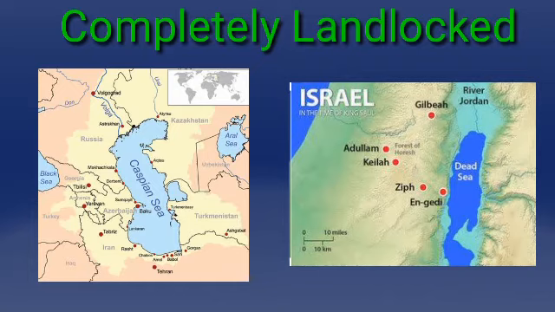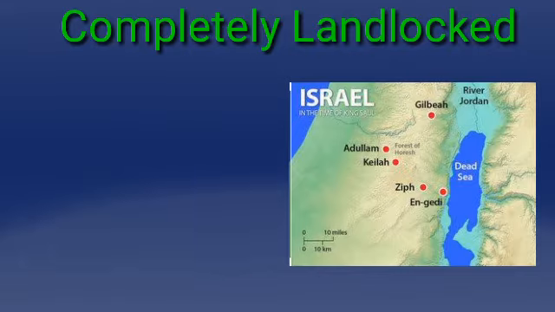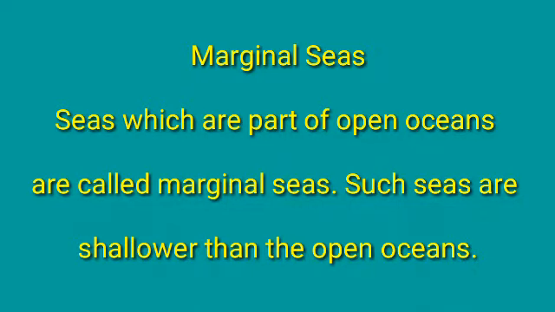Observe the maps, children. You can see the Caspian Sea and the Dead Sea. These can be grouped under completely landlocked seas because they are completely surrounded by land on all the sides. Marginal seas. Seas which are a part of open oceans are called marginal seas. We have discussed earlier that Arabian Sea is a marginal sea of Indian Ocean. Such seas are shallower, in the sense not deep, than the open oceans.